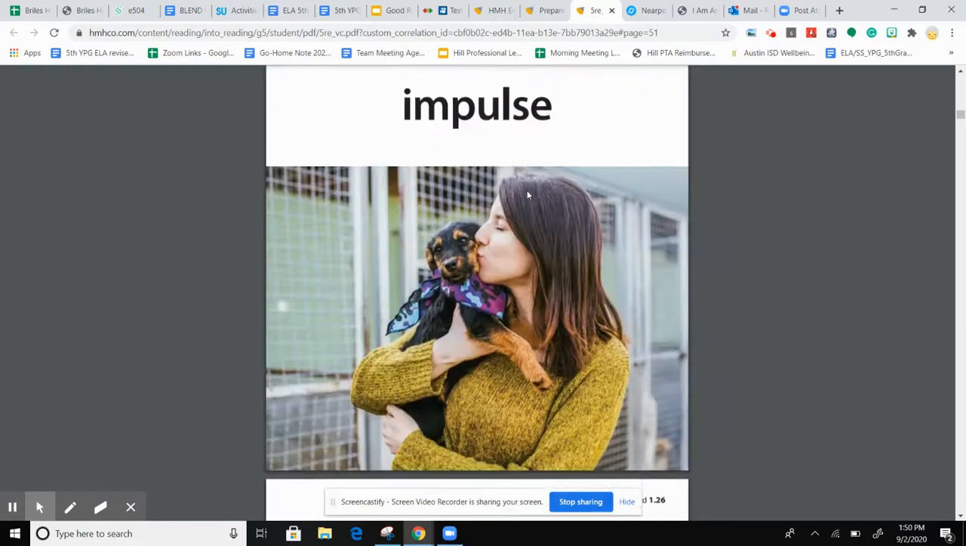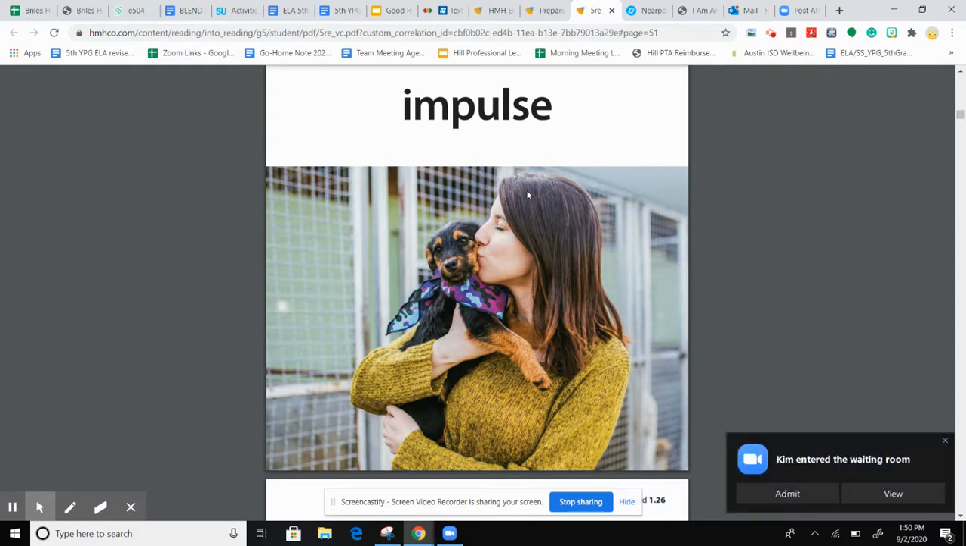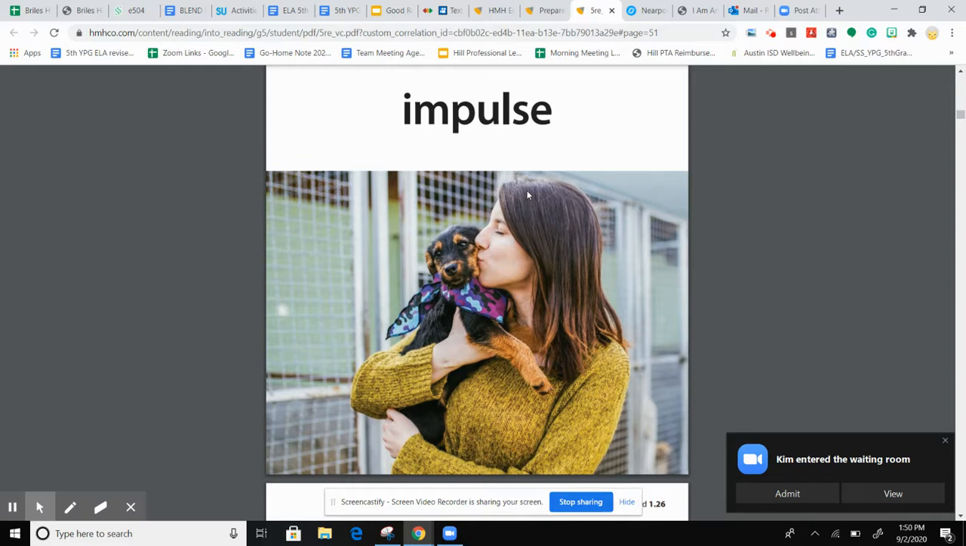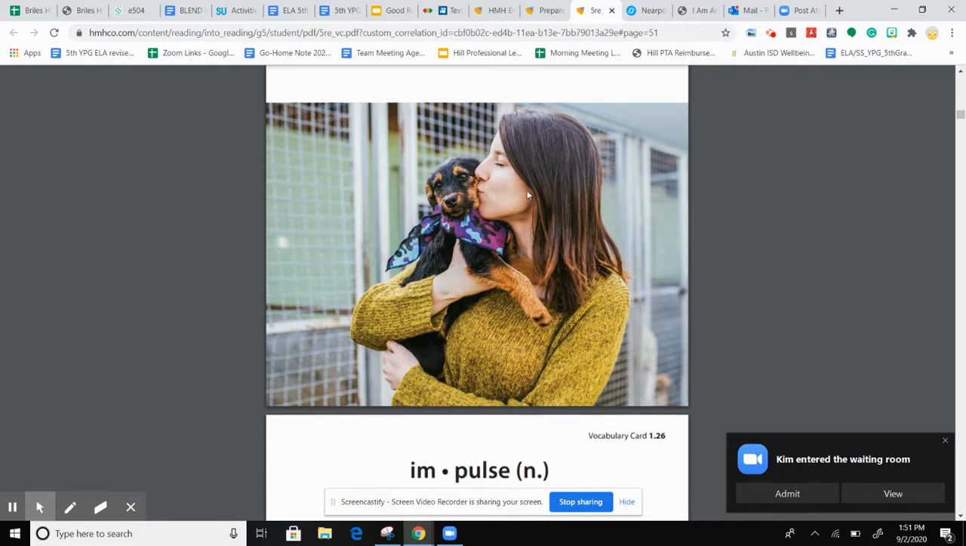Then we come to impulse. When we have an impulse, it's like this feeling where we just want to do it and we don't really think about it. It's just, we want to hug that puppy. Sometimes we have something to say and we just burst out and say it out loud, and then we're like, I probably shouldn't have said that. That's an impulse that you had. It's the desire to do something, but people think of impulses as something you act on before you really consider if that was the right thing to do. You just want to do it.